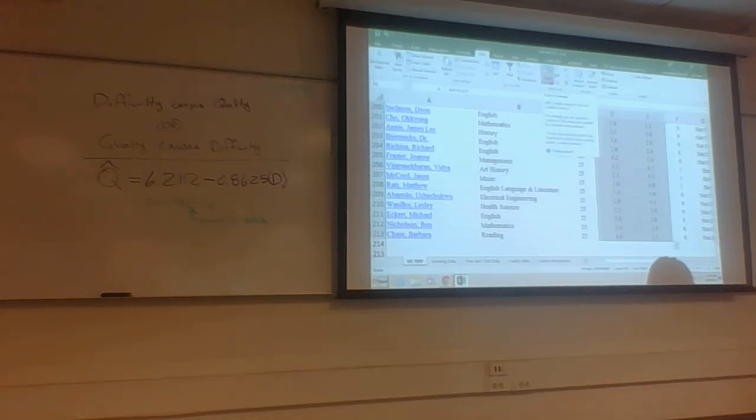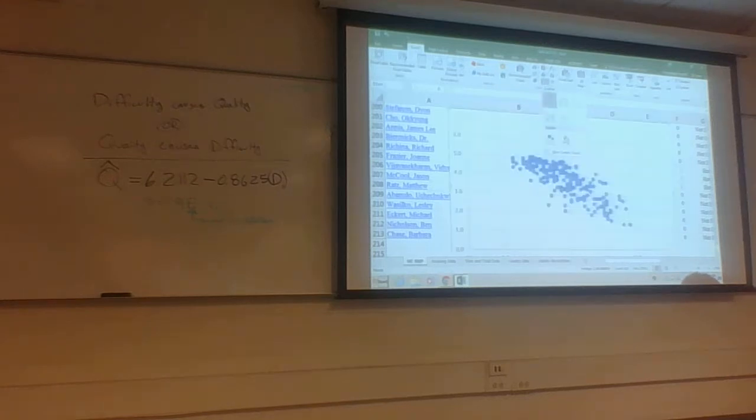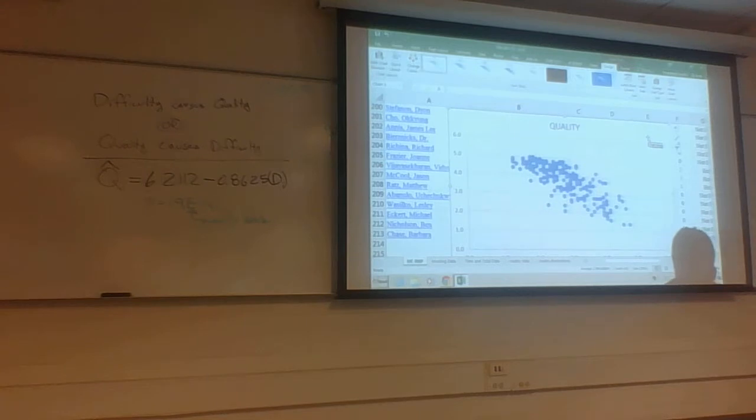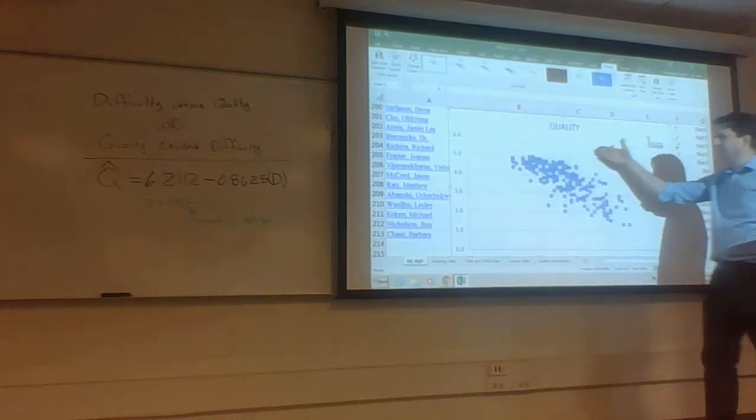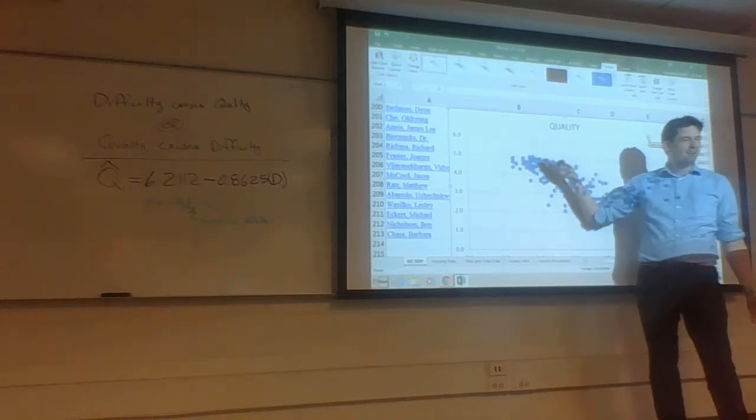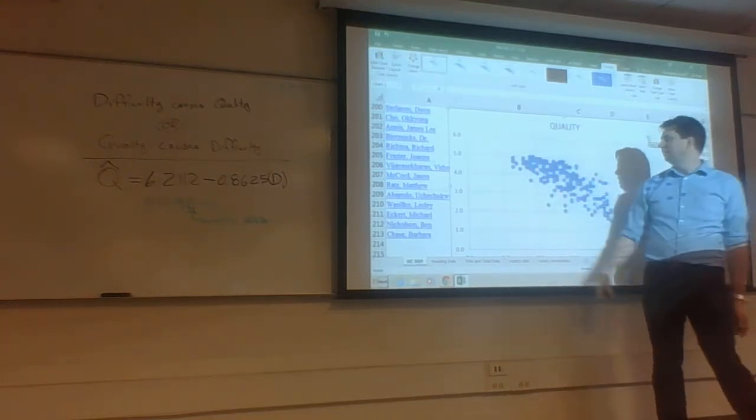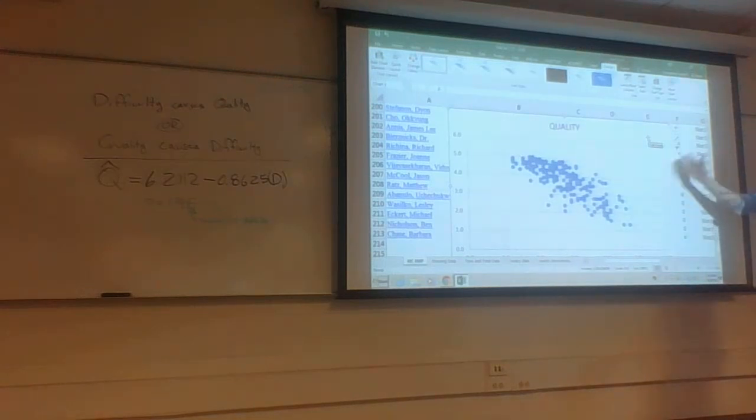So, I'm going to go into insert and scatter plots. And there it is. I can manipulate this a little bit. It's sort of annoying that there's a 6 here, because it maxes out at 5. It can't possibly be higher than 5. Same story over here too. It goes out to 6.